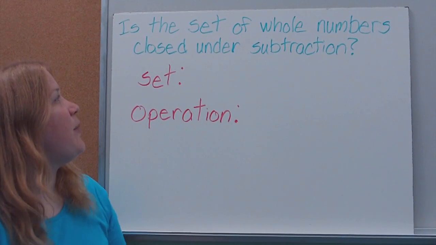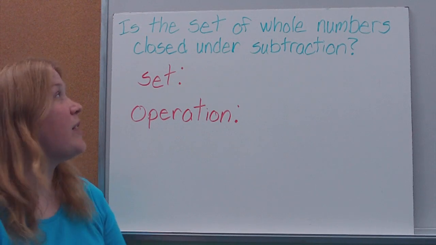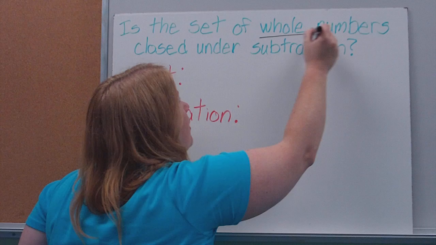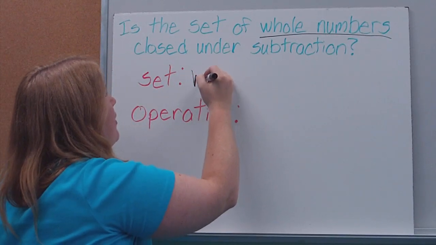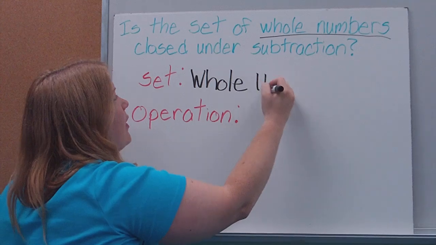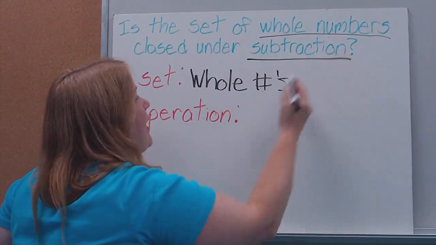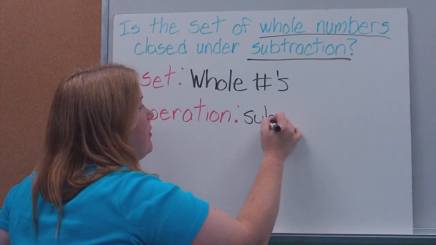Is the set of whole numbers closed under subtraction? So again, the first thing, what is our set? Well, it's told me whole numbers. So same numbers we were working with last time, meaning 0 on up, whole numbers. Under what operation? Well, this time it's asking me for subtraction.